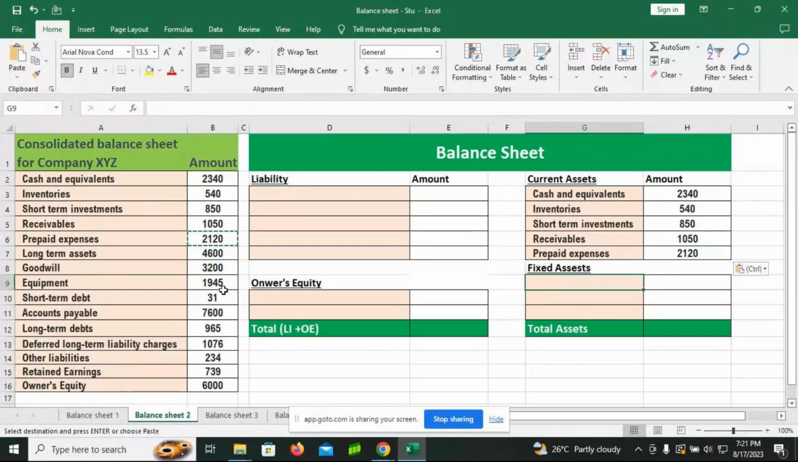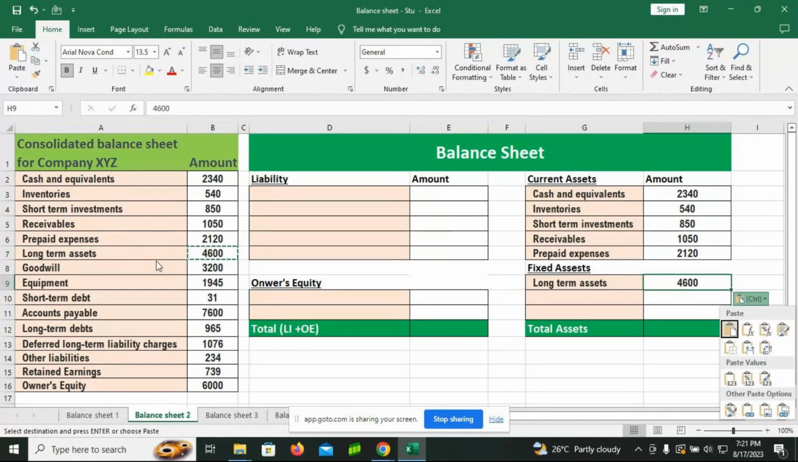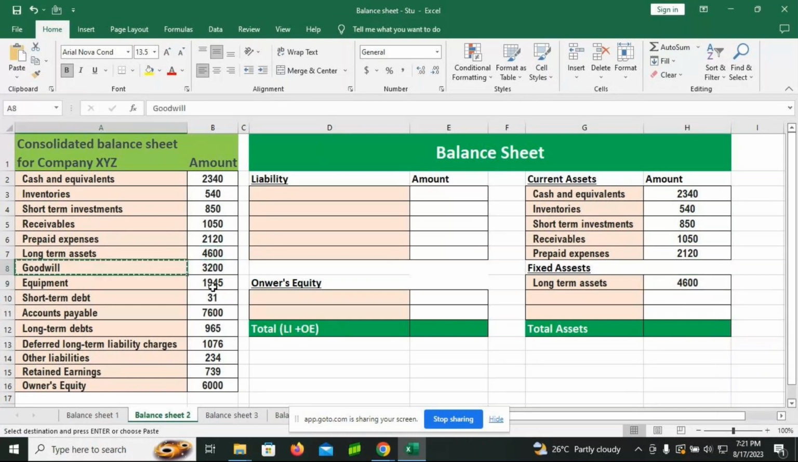Now fixed asset. It is a long term asset, so it will come under fixed assets. Then goodwill, it will come under fixed assets. Then equipment, that also will come under fixed assets. Fixed asset. Alt equals.